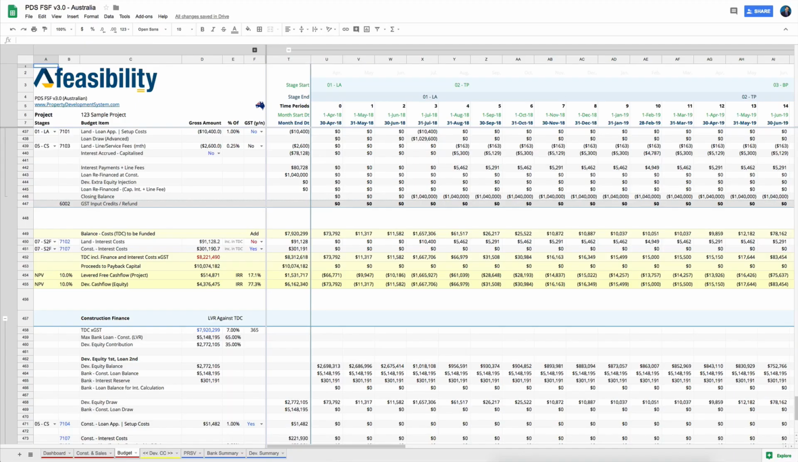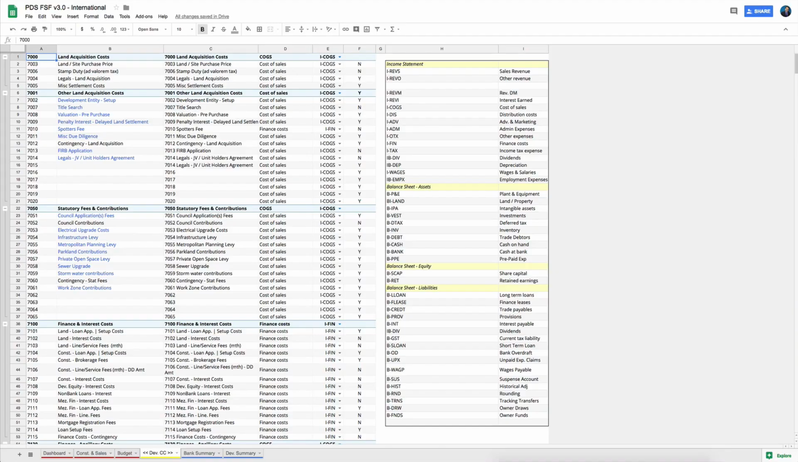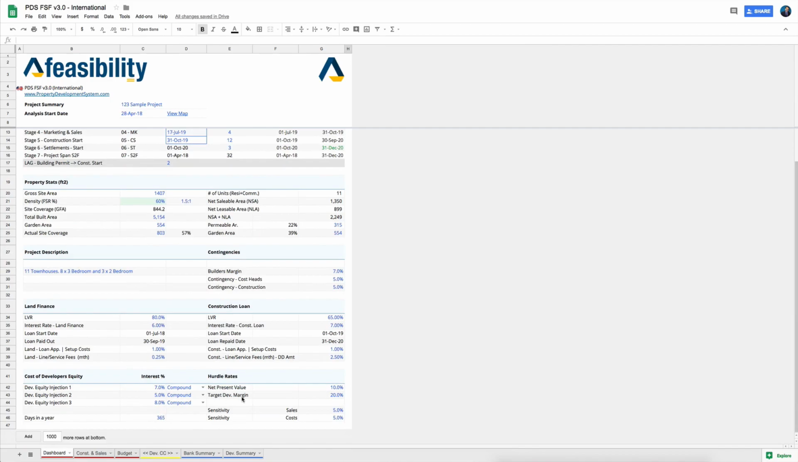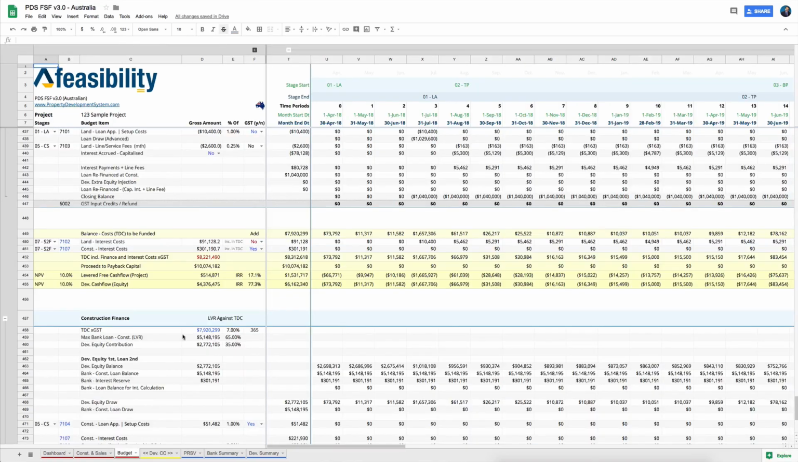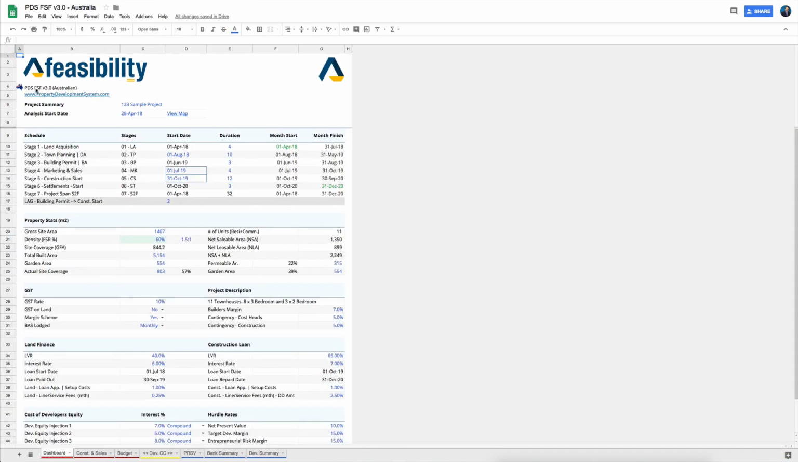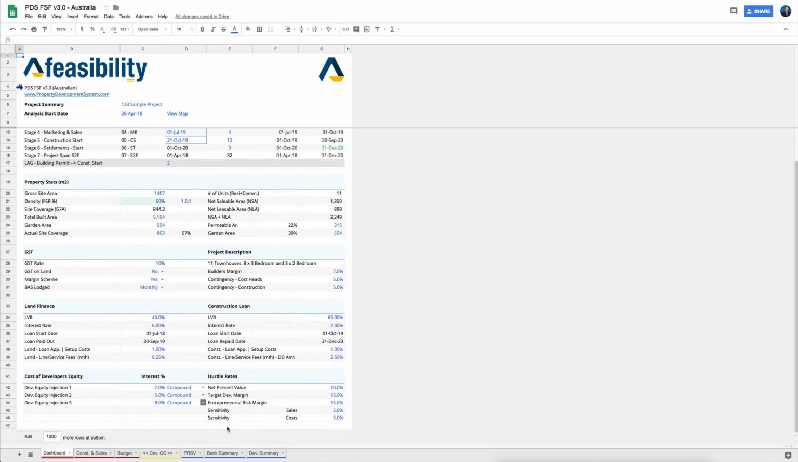So when you go into the feasibility application here, if you go into your dashboard, this is where we actually put our hurdle rates. As we go in there, I'll explain what net present value is and what sort of hurdle rate we're going to use. This is available in both the international version as well as the Australian version, and we can set up and put a hurdle rate.